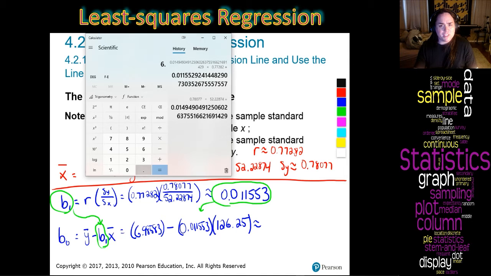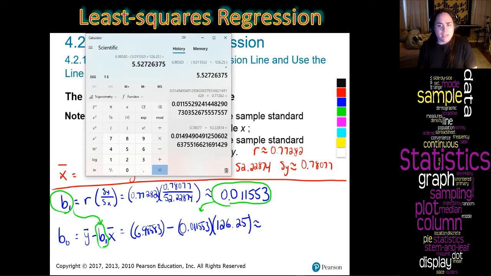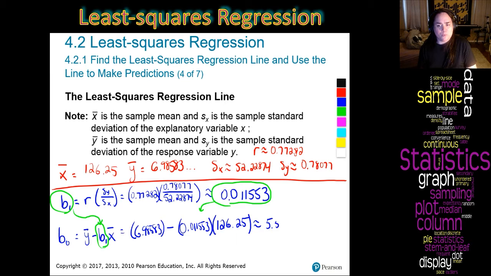Again, I'm going to use my calculator to do this. So I'm going to do 6.98583 minus, now I'm going to do parentheses because I'm multiplying two things, 0.011553 times 126.25, close parentheses, and that's exactly what I want to calculate right there. Hit enter, and it tells me it's about 5.52726. So that is B sub 0.